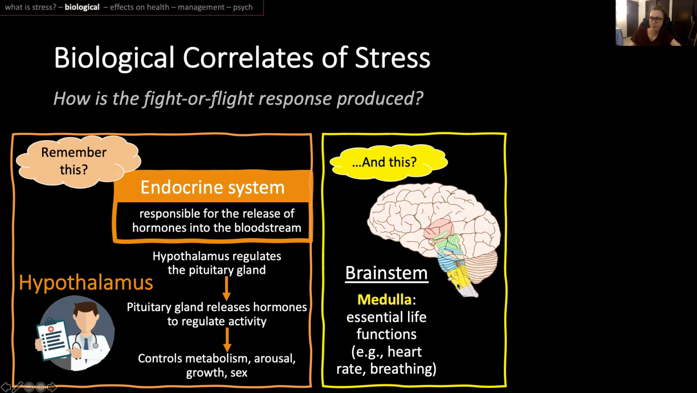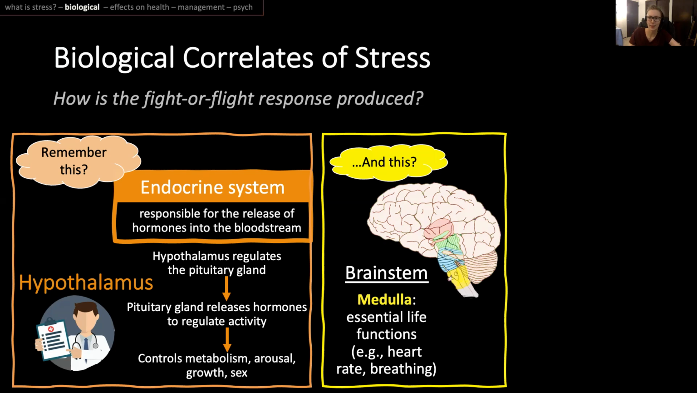But this yellow region, we talked about being essential for different life functions because it's connected to the spinal cord, which gives directions to your body. We talked about how it's important for things like heart rate or breathing. So that's where this comes in again, because now in this fight or flight response of stress, we're needing to control things like heart rate or breathing. So the medulla is also a key player in this process.